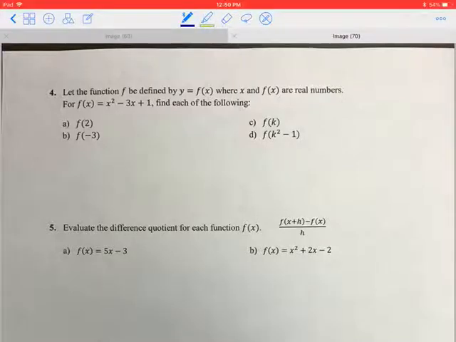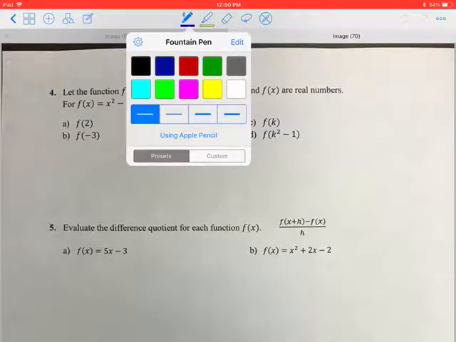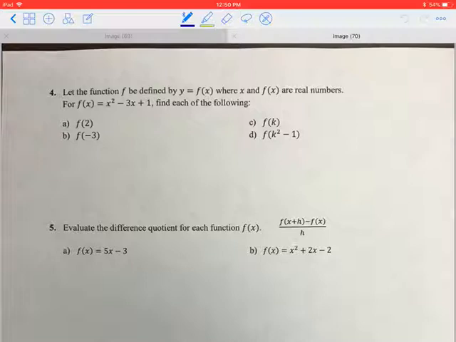Hey, this is number 4 on the exam 3 review. So in number 4, we're given a function, f of x equals x squared minus 3x plus 1. And we're asked to evaluate it at some different values. So the first thing we're asked is f of 2.